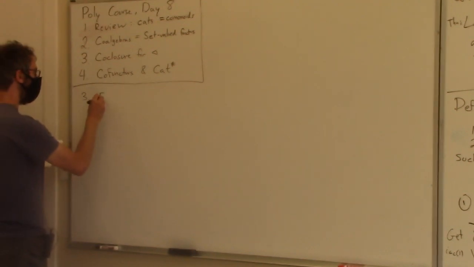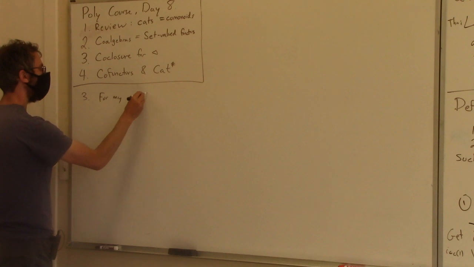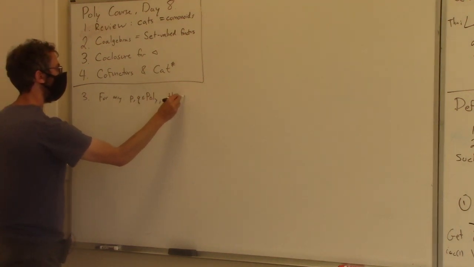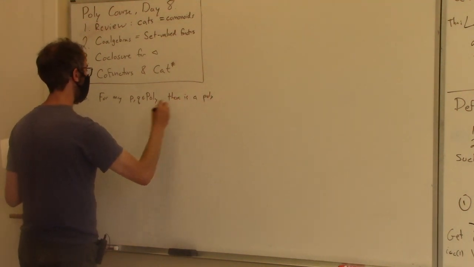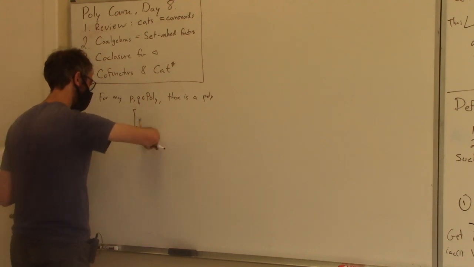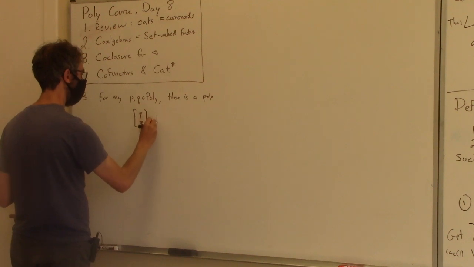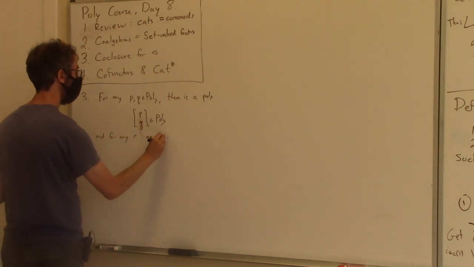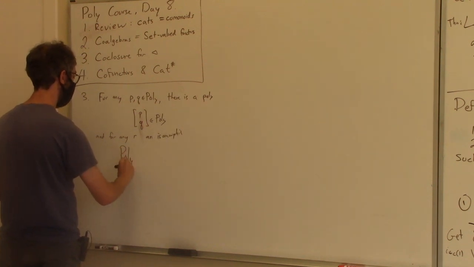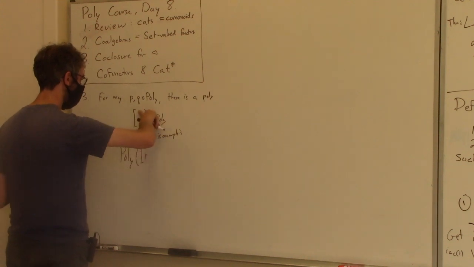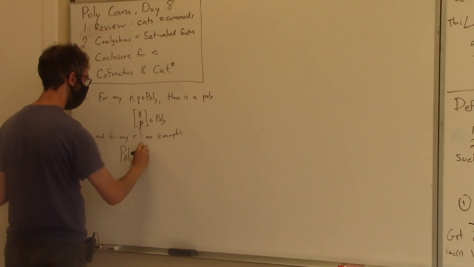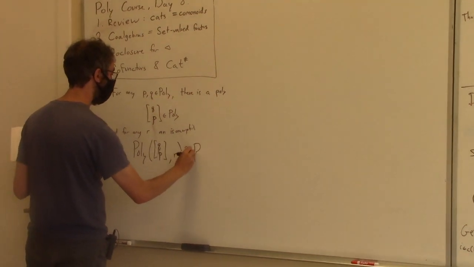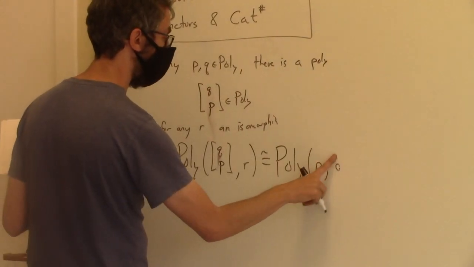So now I wanted to talk about the third of these, and that is just kind of a fun thing that I didn't know before that one of the students from our class told us about, namely that for any P and Q in Poly, there is a new polynomial that I'm going to denote PQ, QP. And for any R, an isomorphism: Poly maps from PQ to R are the same thing as polymaps from P to R composed Q.